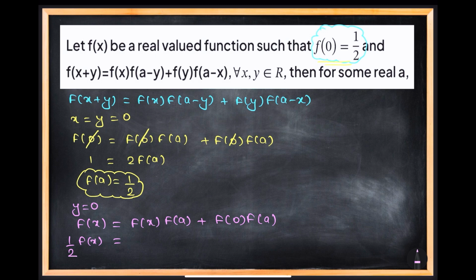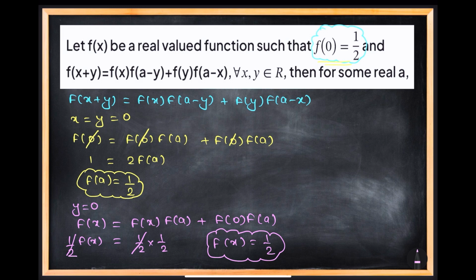So we got f of 0. Who is f of 0? F of 0 is 1 by 2. Who is f of a? F of a is also 1 by 2. This thing gone. So can we say that f of x is 1 by 2? Okay, so we got our function f of x as 1 by 2.